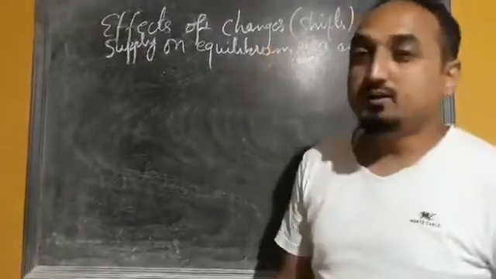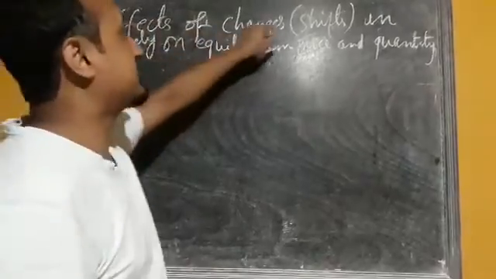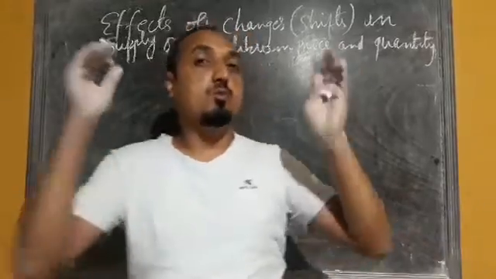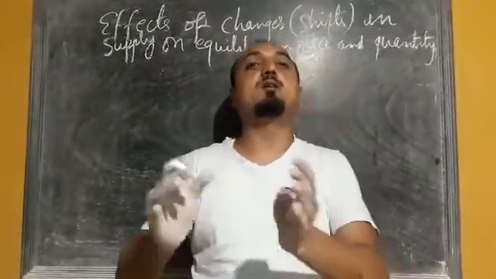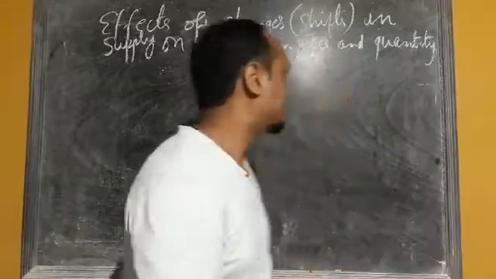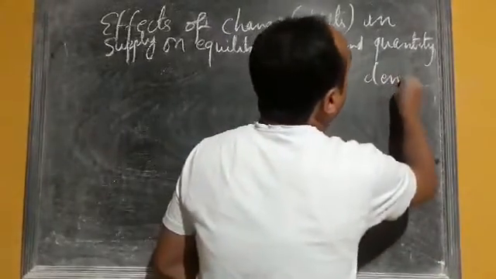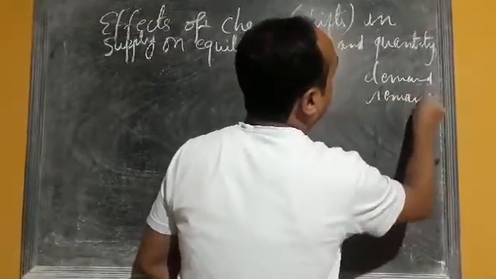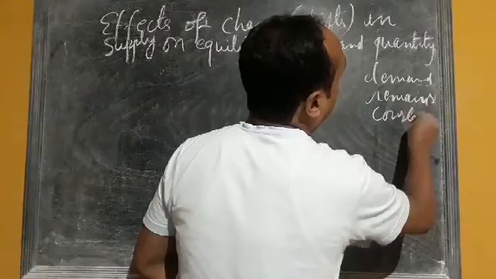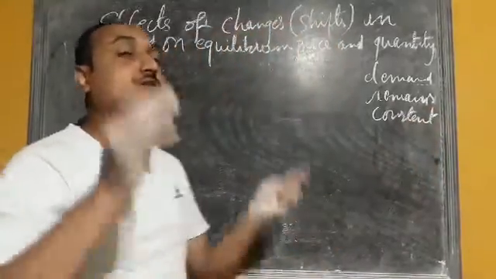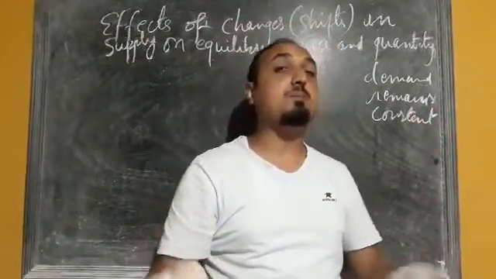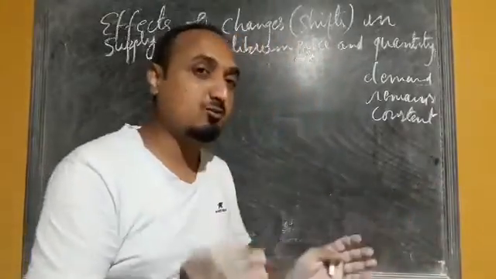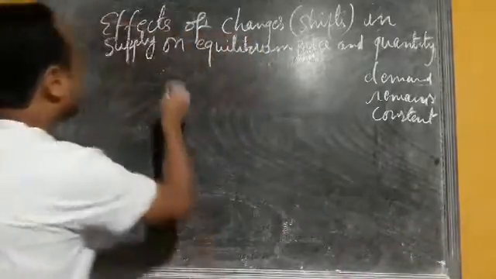Now we are going to discuss the effects of shifts in supply on equilibrium price and quantity. So what happens when the supply curve shifts and demand remains constant? Constant means only the supply curve will shift, and when the supply curve shifts, what will be the impact on equilibrium price and equilibrium quantity, that we have to explain. So for that we have to draw the diagram.